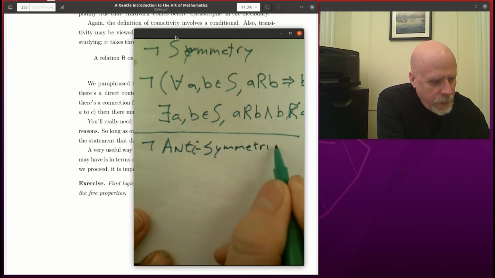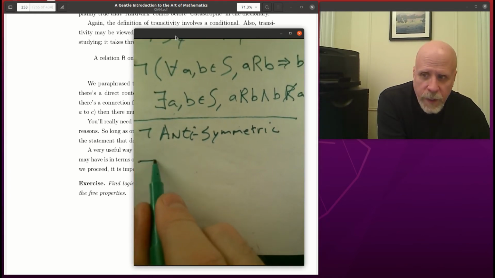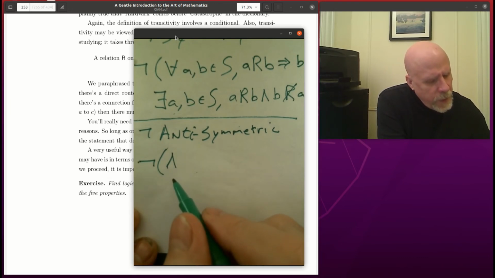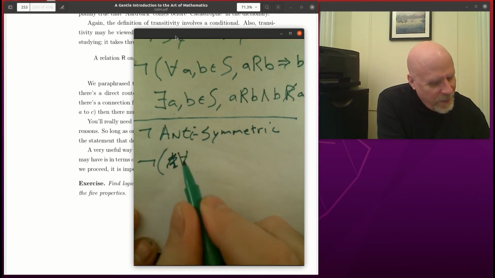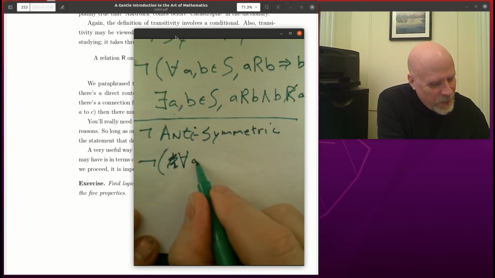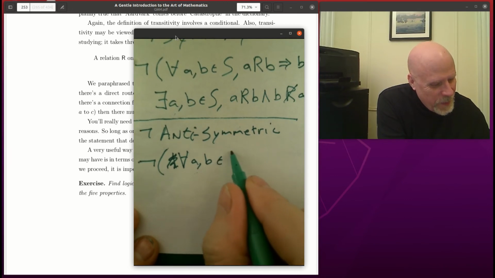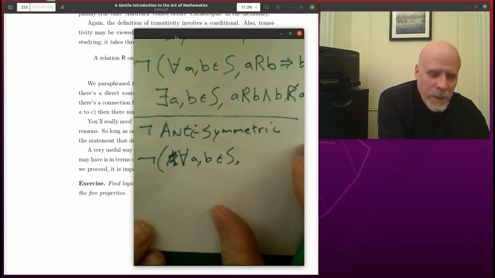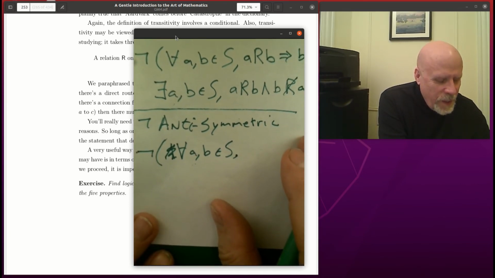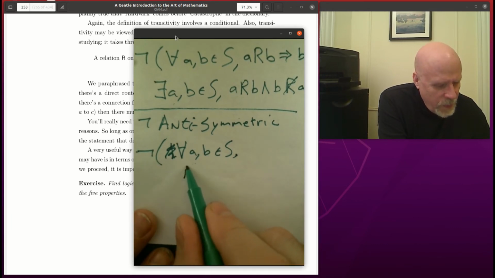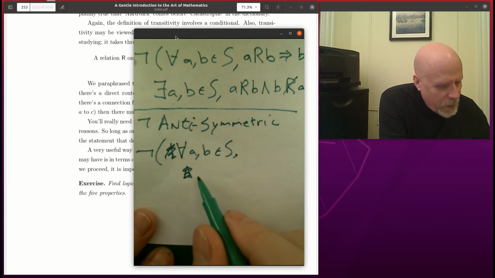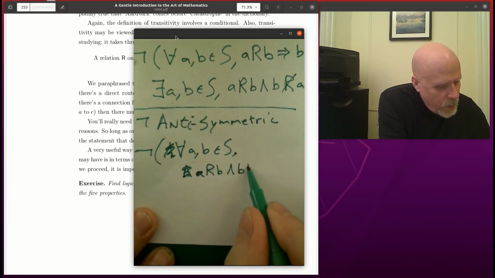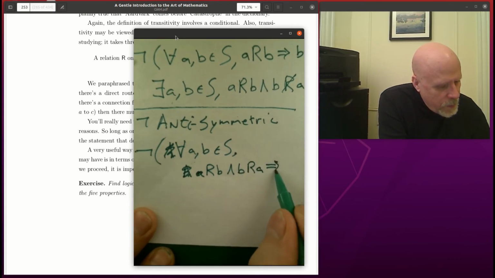What is that going to look like? Well, we're negating something that's universally quantified with two variables. The statement after the quantifiers was this: if A is related to B and B is related to A, that implies A and B are equal.